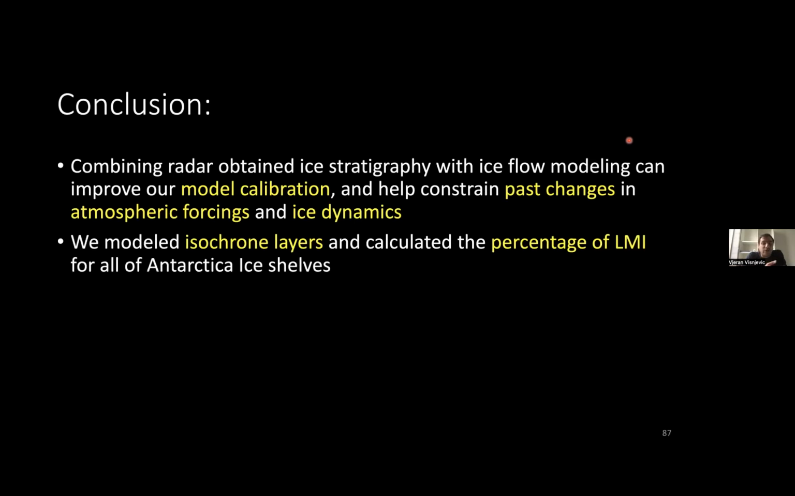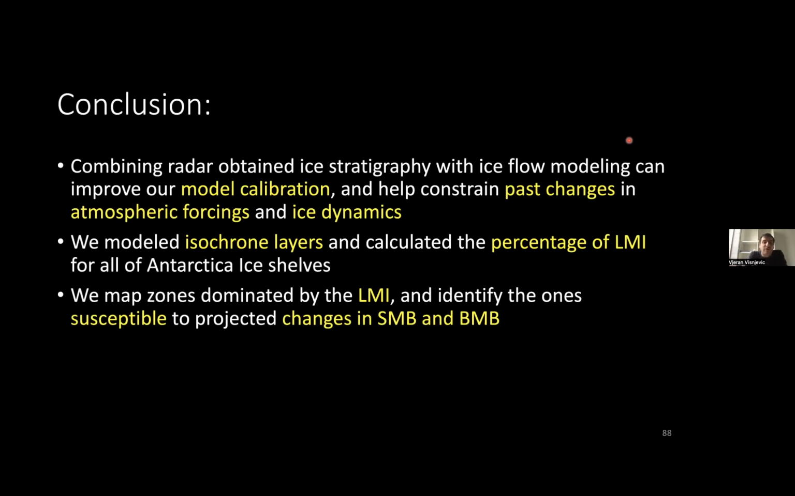We modeled isochrone layers and calculated the percentage of local meteoric ice for all of Antarctica's ice shelves, as I have shown you, and we mapped zones dominated by local meteoric ice and identified the ones that are susceptible to projected changes in SMB and BMB.